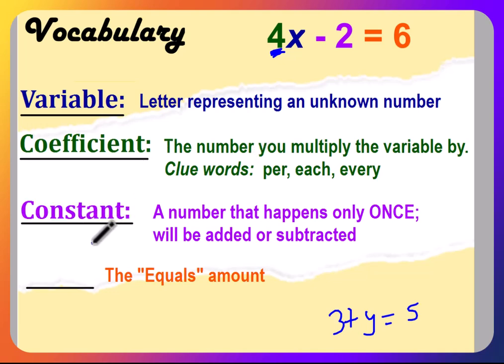Then you have the constant. Remember, the constant is just a number. Well, in our two-step equation, the constant is the number that happens only once. It only happens one time. It's not going to happen multiple times. It's either going to be added or subtracted in our equation. And then, of course, you have your total, or the equals amount. Okay, so these are very important terms to know. We're going to be identifying them from our word problems.